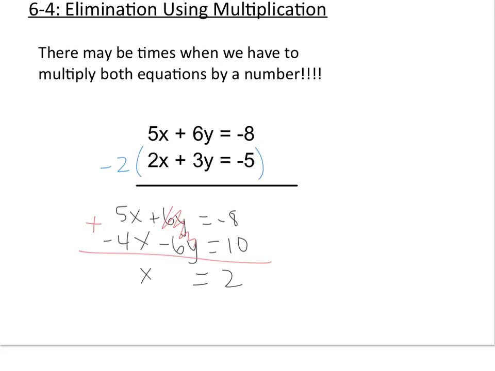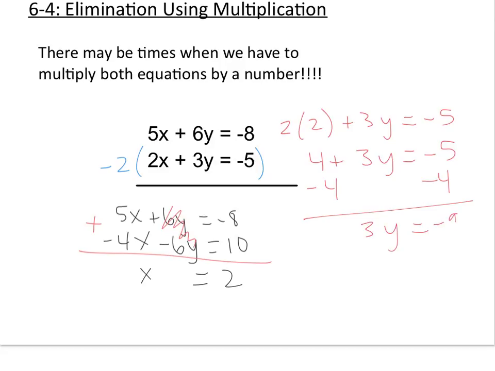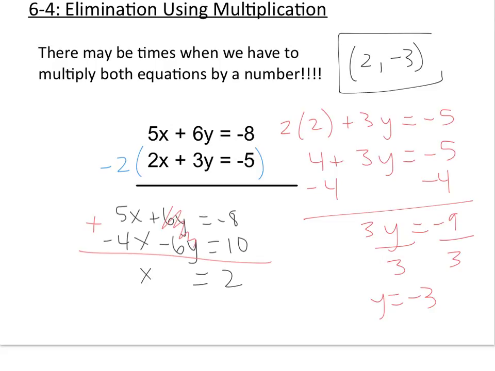So x equals 2. Now I would plug that in for whichever equation perhaps looks easier. I would plug that maybe just into the second one and get 2 times 2 plus 3y equals -5. 4 plus 3y equals -5. Subtract 4. 3y equals -9. Divide by 3. y equals -3. So my final solution here would be (2, -3).